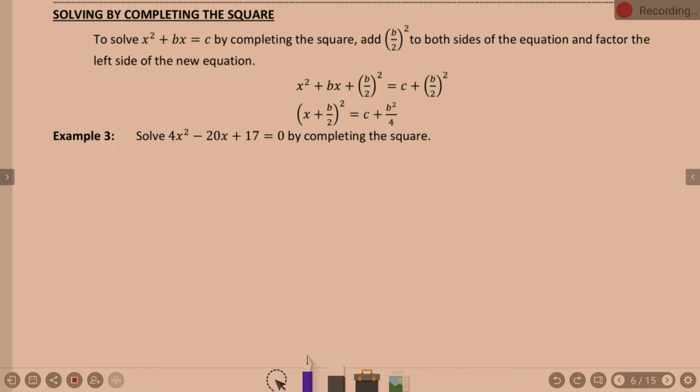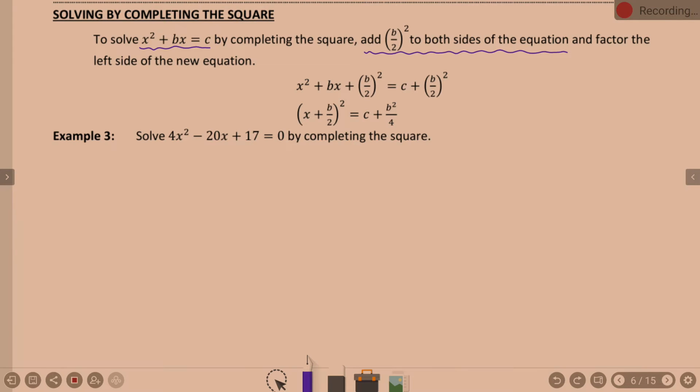To solve by completing the square, first of all, you're going to want your equation in this form: x squared plus bx equals c. That's always going to be step 1, so to speak. Step 2 is that you're going to add b over 2 squared to both sides of the equation.